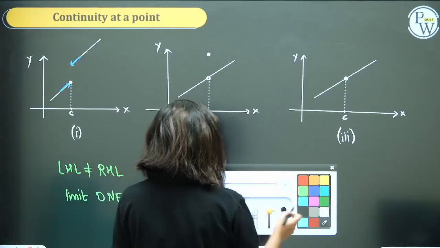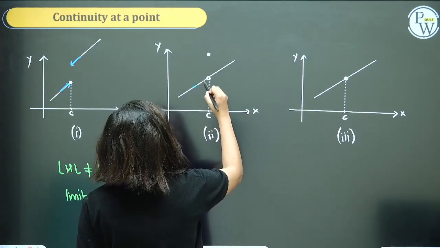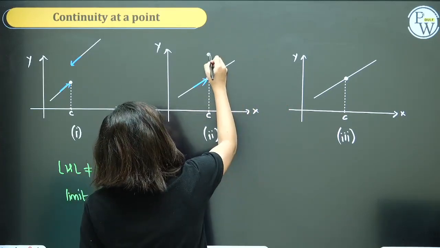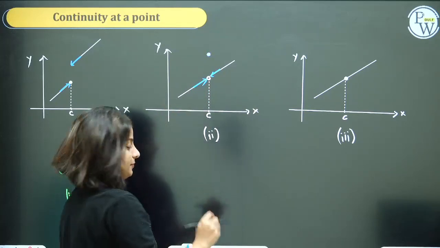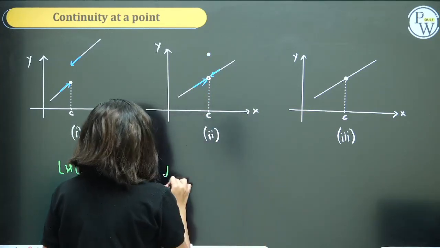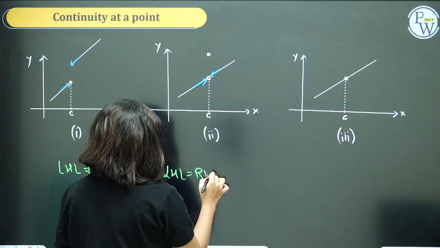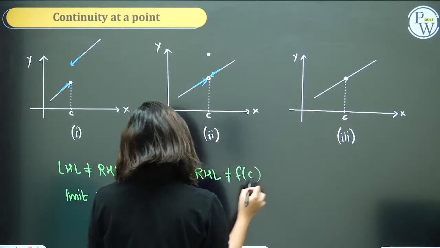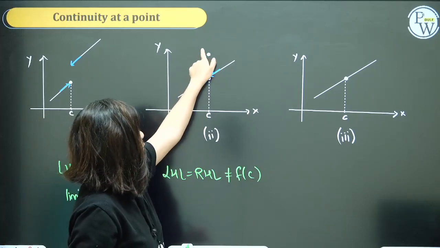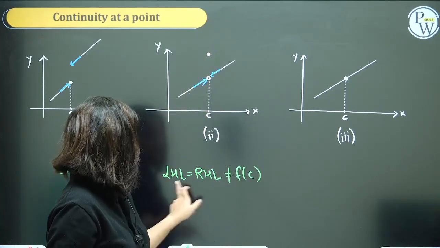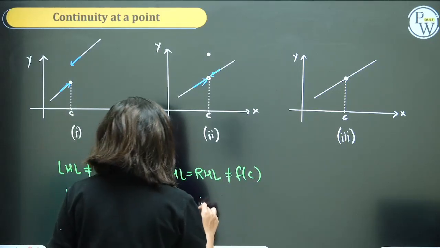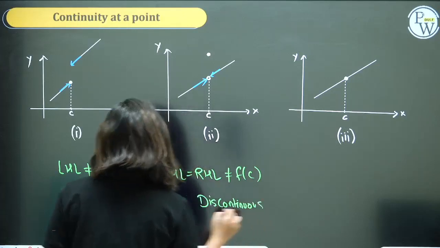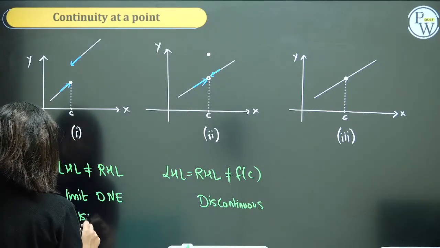In the second diagram, left hand coming at this point, right hand also coming at this point, but value of function at that point is somewhere up. So even though your left hand and right hand are equal, it is not equal to value of function at that point. See, this is not equal to f of c. This is your f of c. Discontinuous. Here also discontinuous.